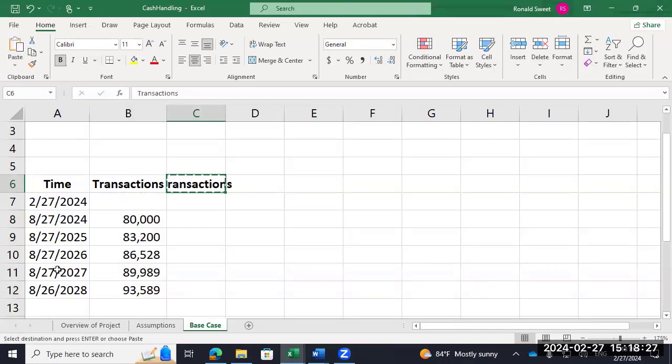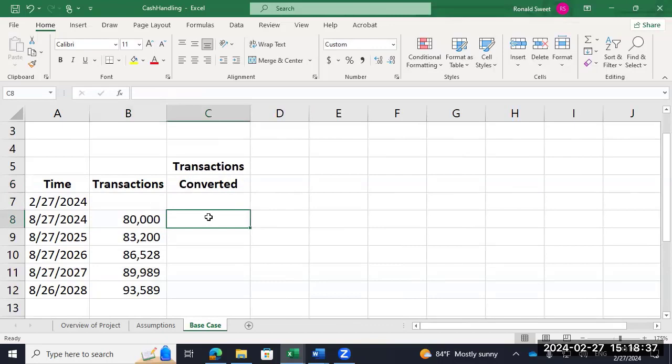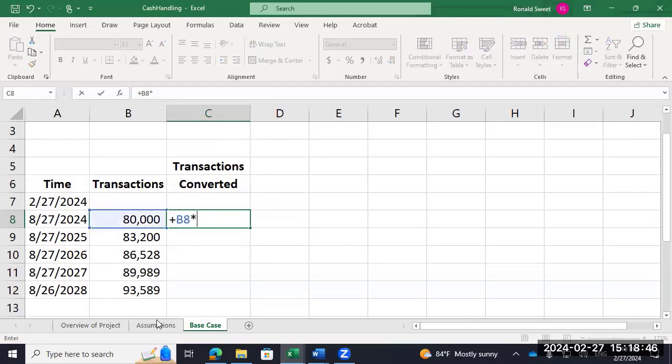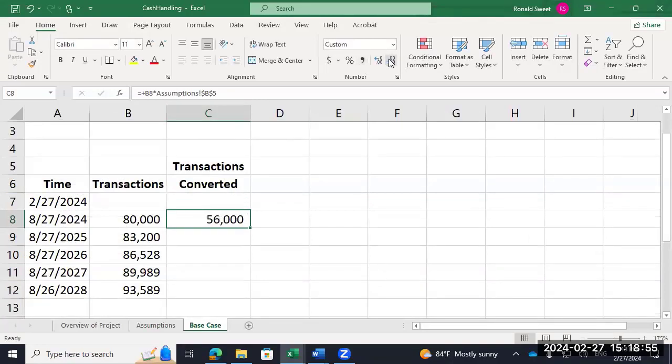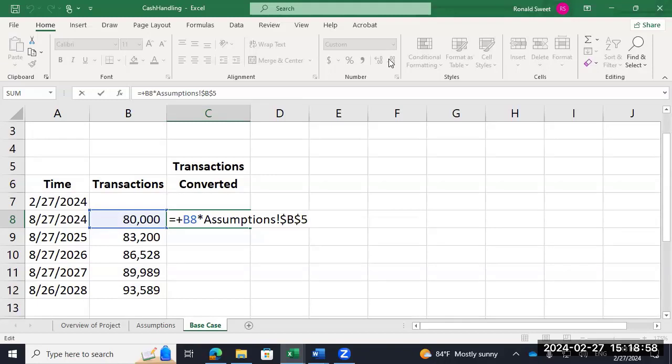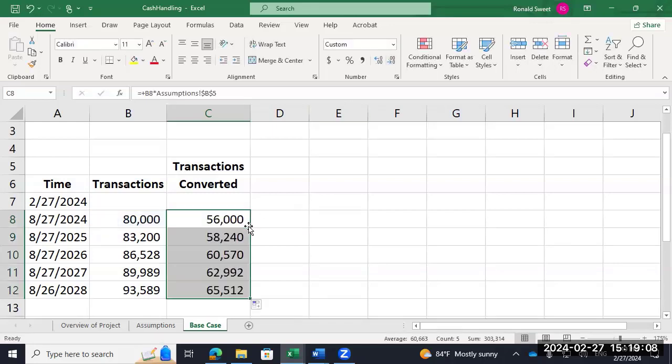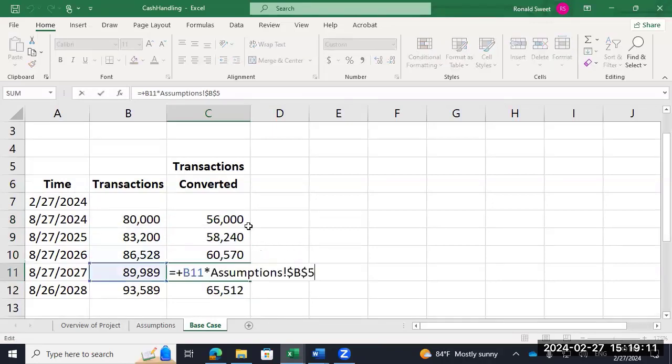The next area is transactions converted. Right? Because we're not going to get all 80,000 of those converted to electronics. So how many are converted? Well, this is the base case. So we'll take the 80,000 times my assumption for the base case. Assumption for the base case is 70%. So I'll lock that in. Once I have that, I can just copy that down. That 70% doesn't change. It's the same all the way throughout. So just all the way down, just taking each year.